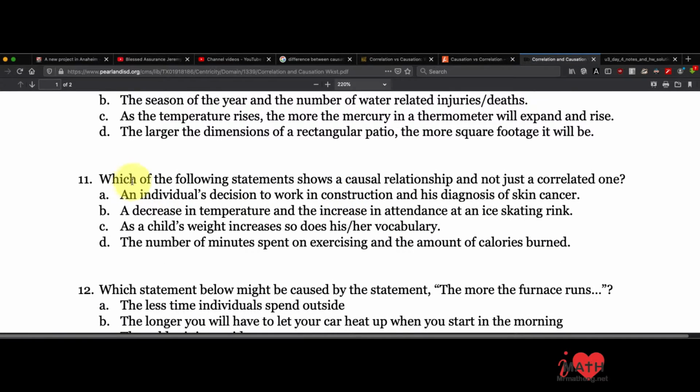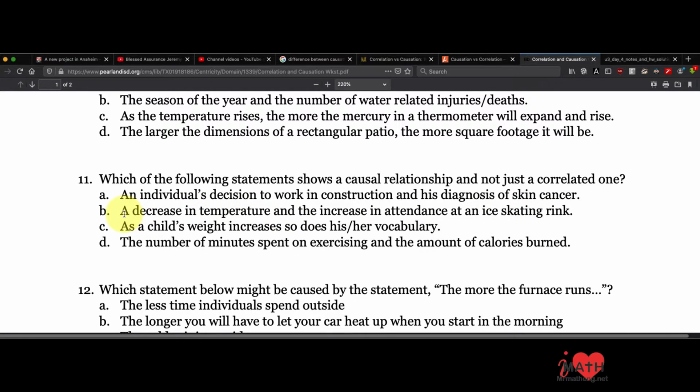Number 11, which of the following statements shows a causal relationship and not just a correlated one? So only one's going to be a cause. An individual's decision to work in construction and his diagnosis of skin cancer. So you're thinking maybe in construction they're working outside and exposed to the sun, so you get skin cancer. I think there's a correlation, but it doesn't cause, right? You can get skin cancer because maybe it's hereditary. A decrease in temperature, so we'll just think like 40 degrees outside, and an increase in attendance at an ice skating rink.